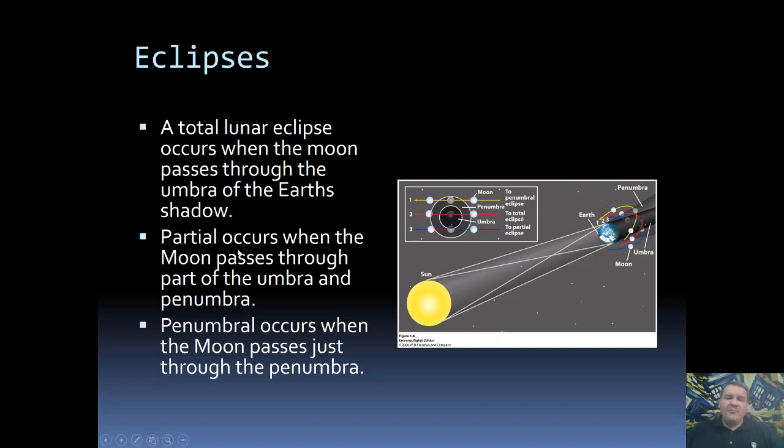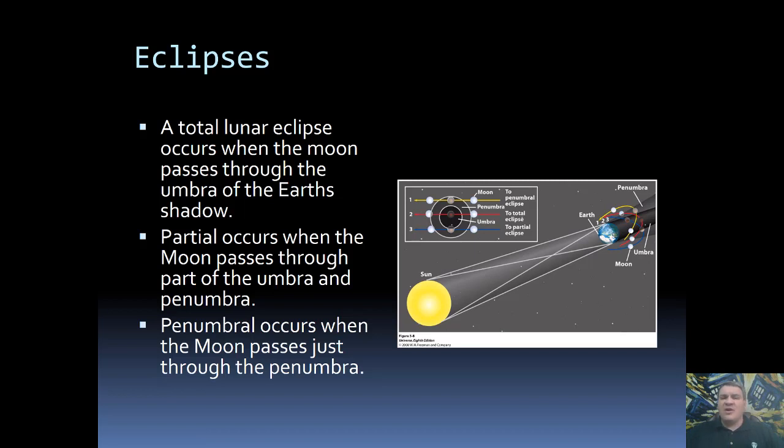Next we have the partial eclipse. The partial eclipse occurs when the moon is part in the umbra and part in the penumbra. Okay, this is a partial lunar eclipse. Then our last category is the penumbral eclipse. The penumbral eclipse occurs when the moon only goes through the penumbra of the Earth's shadow. So it appears slightly darker, but not all that much.